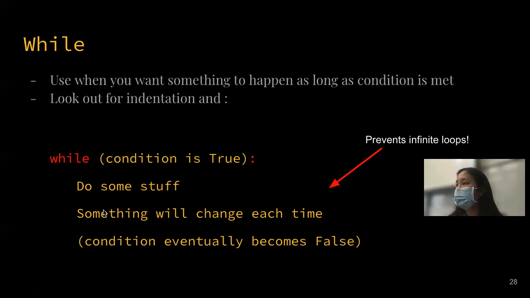Yeah, so for a while loop, it'll just keep executing everything inside of your loop until the Boolean statement at the top, where you defined your while loop, becomes false. So it's really important that we have this line here so that something will change each time. Otherwise, your while loop will keep going forever because it never knows when to stop.